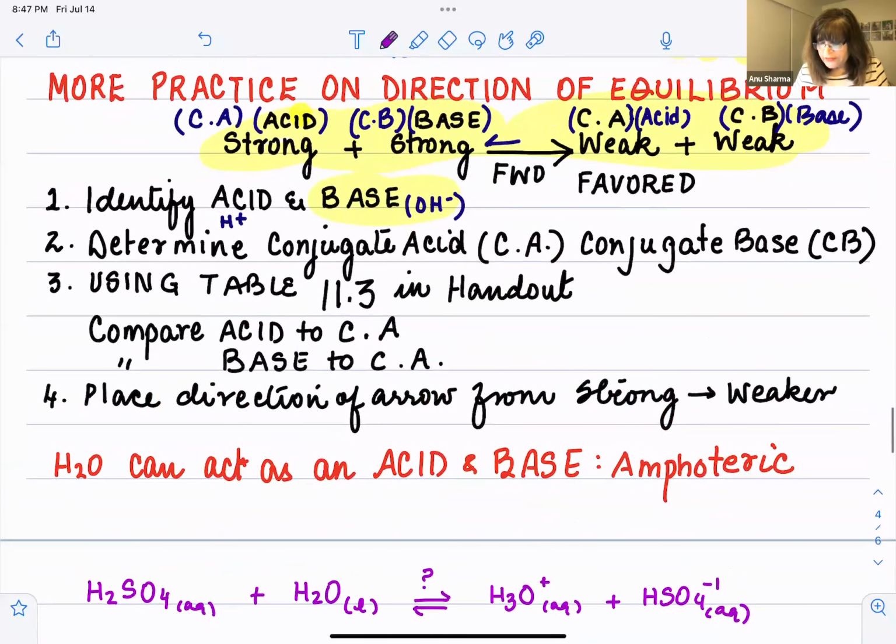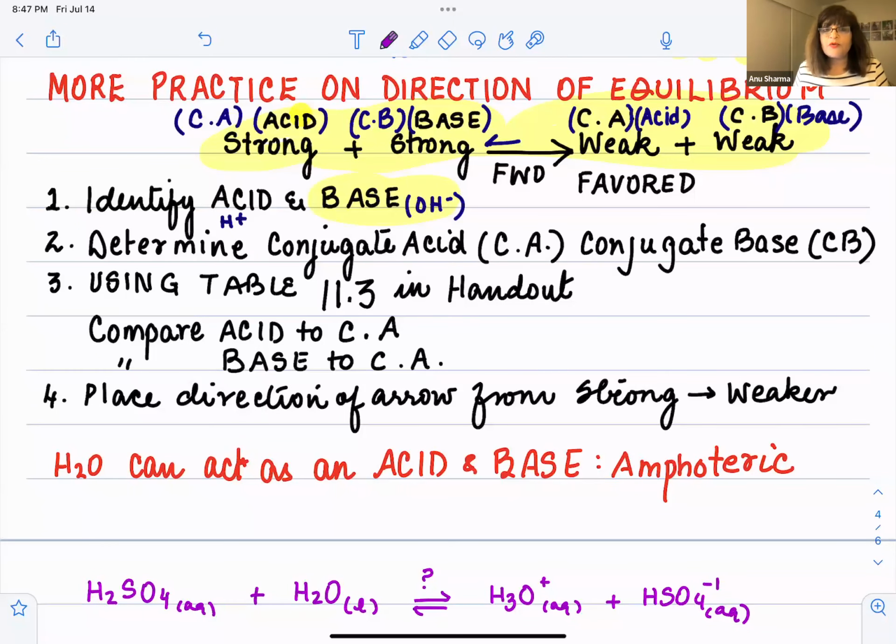Number one, first always identify the acid and the base. The base is always an OH; wherever you see OH, that's going to be the basic side. That is a base, I mean, that particular species. And for the acid, if there are lots of hydrogen ions, it will act as an acid. So you always have to see what it is reacting with.